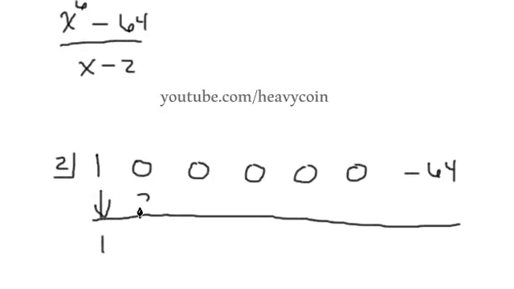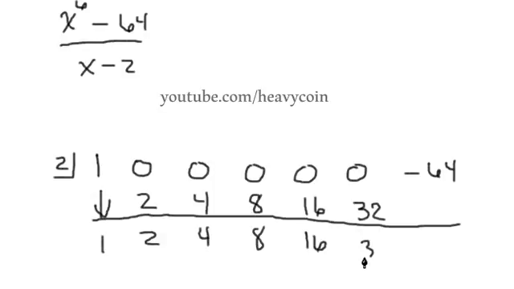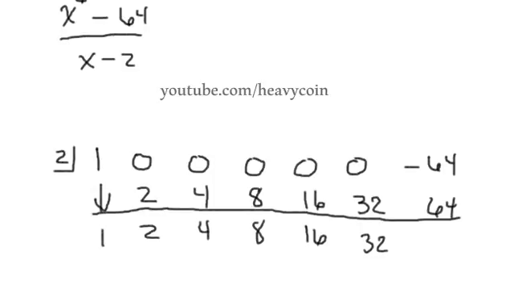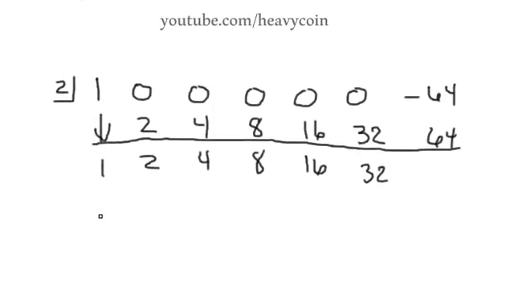So 2 times 1 is 2. 2 times 2 is 4. Add those. 2 times 4 is 8. Add those. 2 times 8 is 16. Adding that, 2 times 16 is 32. And 2 times 32 is 64. And when we add that, we get 0. So that's good. Remainder of 0.